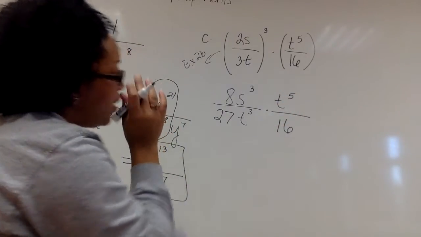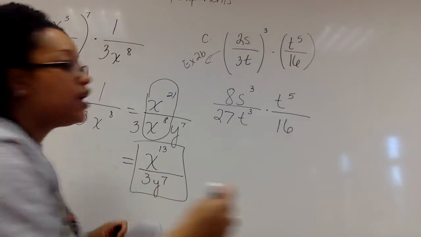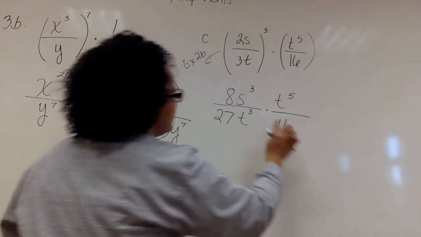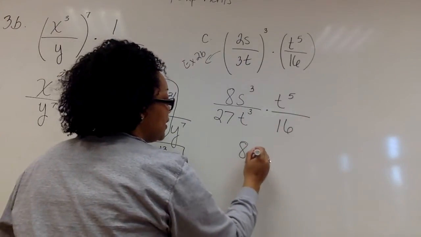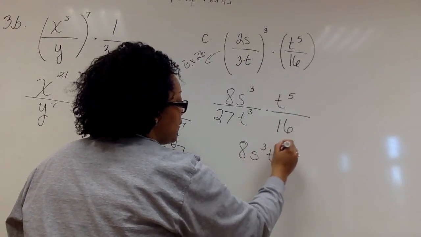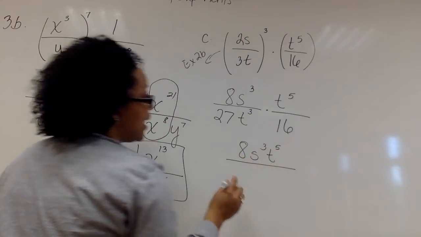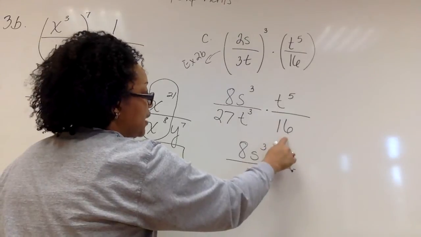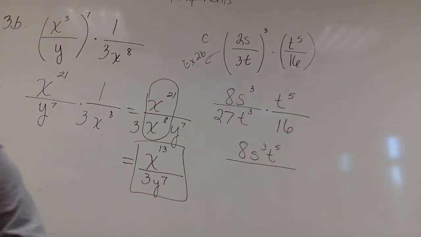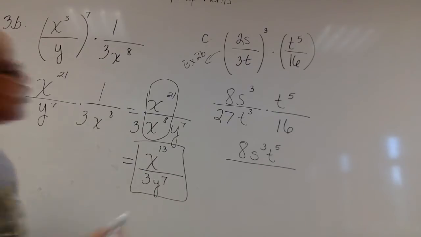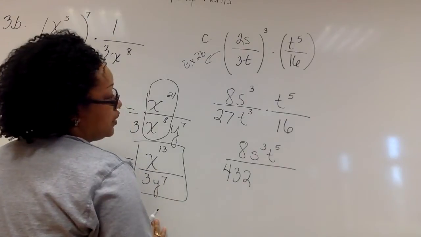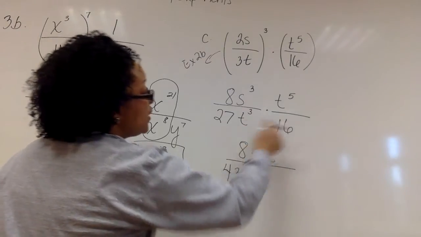Now let's crunch everything together. We're going to multiply everything that's on the top and then multiply everything on the bottom. So my top becomes 8s cubed t to the 5th, divided by, now look what's going on, I have 27 times 16. You want to grab your calculators and see what 27 times 16 is. It's 432. It's a big number, but don't worry about it. 432 t cubed.